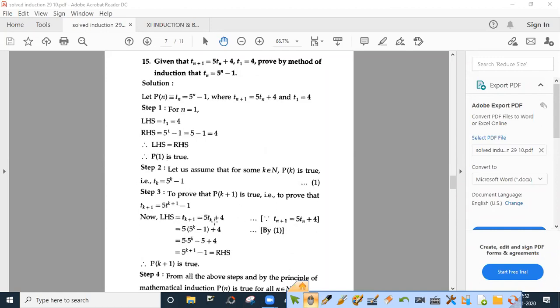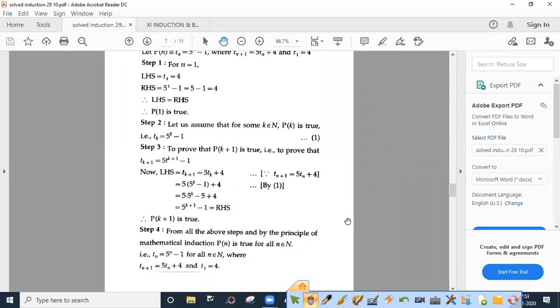But we have assumed what? We have assumed from 1 that t_k is 5 raised to k minus 1. This is not at all difficult. So substitute the value of t_k. Open the bracket, right? You will notice that this is 5 into 5 raised to k minus 5 plus 4. What is minus 5 plus 4? Minus 1. And 5 into 5 raised to k is 5 raised to k plus 1, which is nothing but RHS. So P of k plus 1 is true.